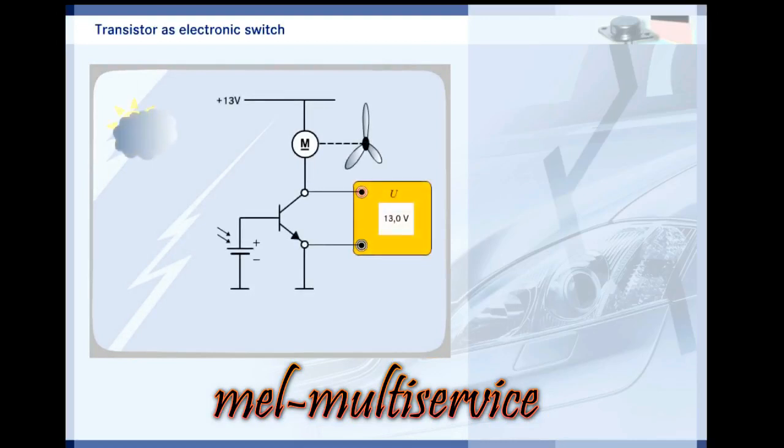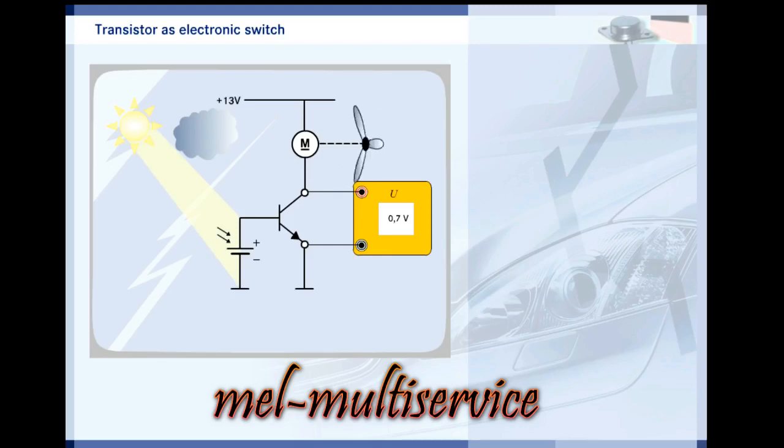Transistors can also be used as electronic switches. In this example, the fan should be switched on in bright sunshine. Shine light on the photoelectric cell by moving the cloud away from the sun. The transistor amplifies the very low control current from the photoelectric cell and switches on the higher load current of the motor. You can also move the cloud back again.